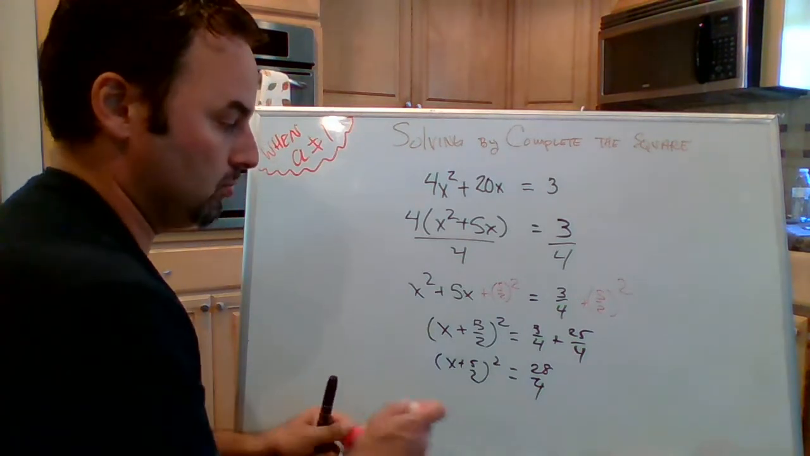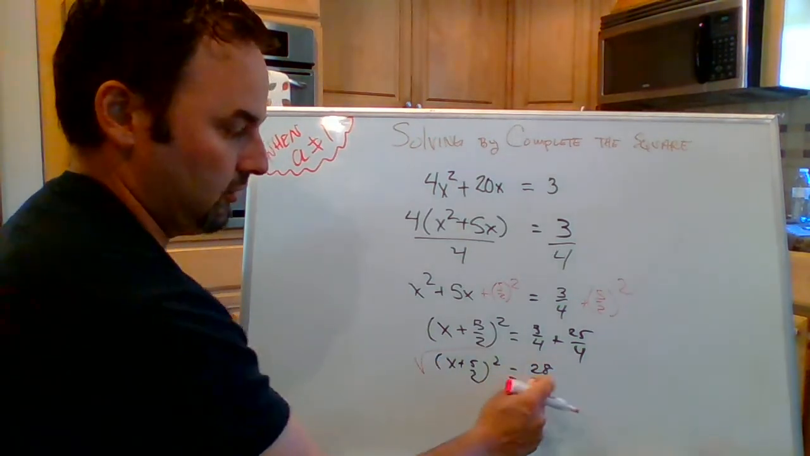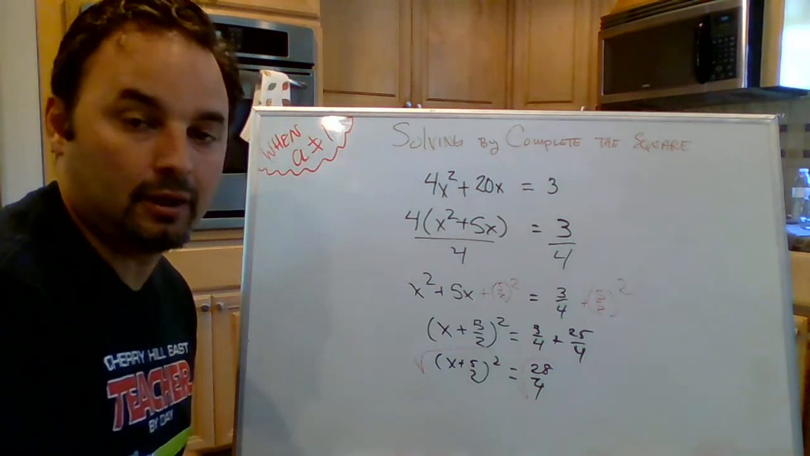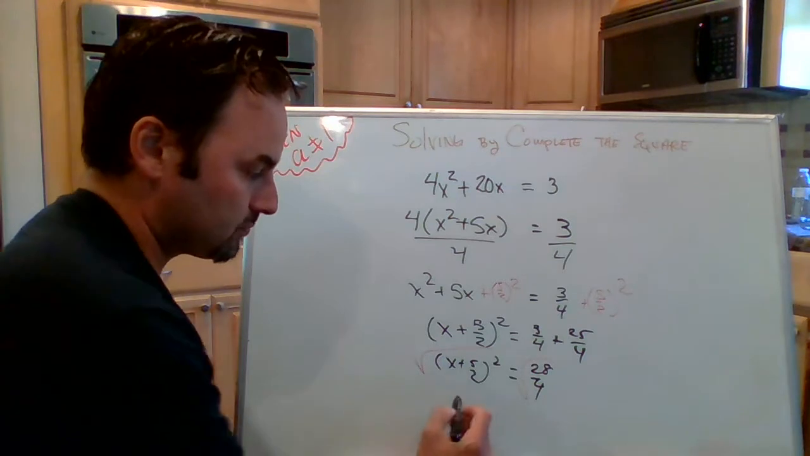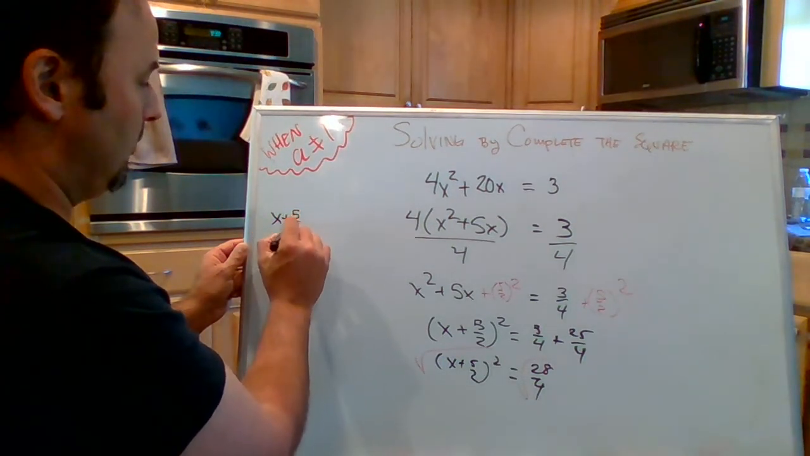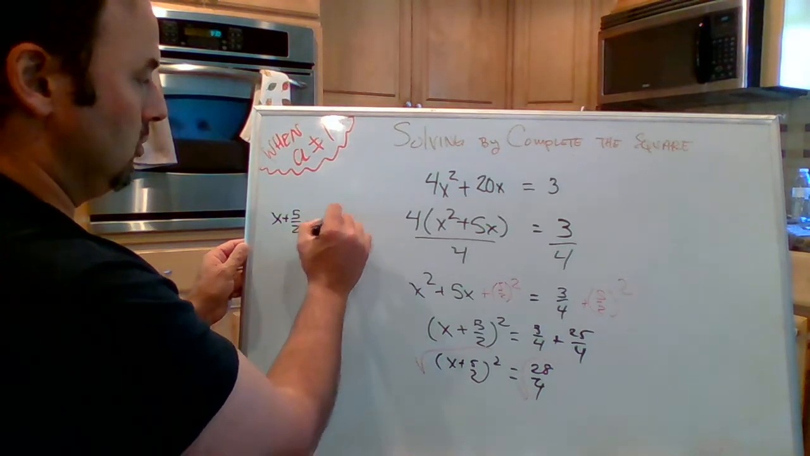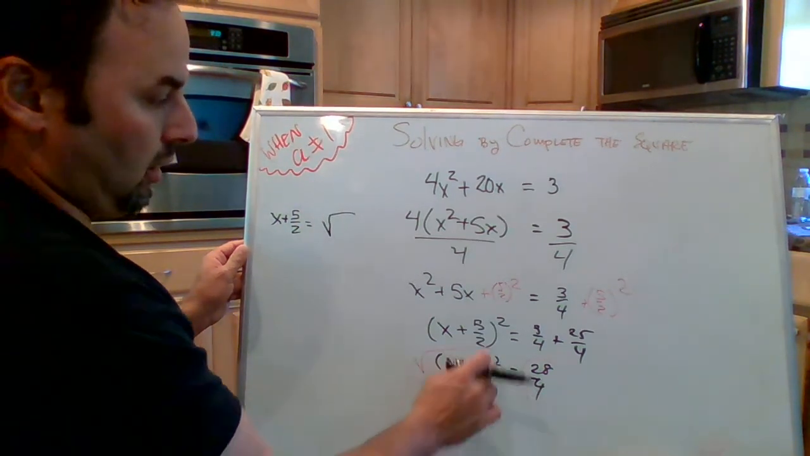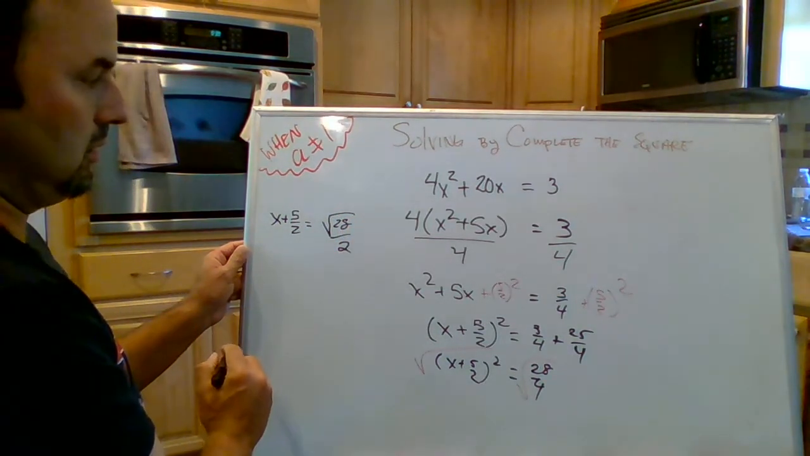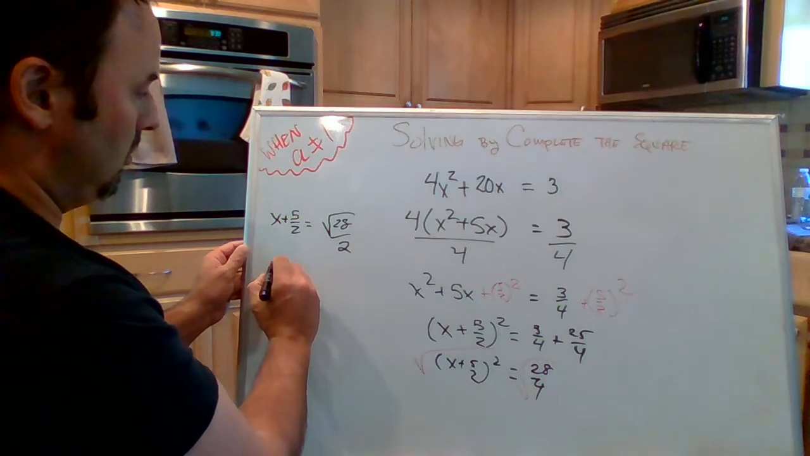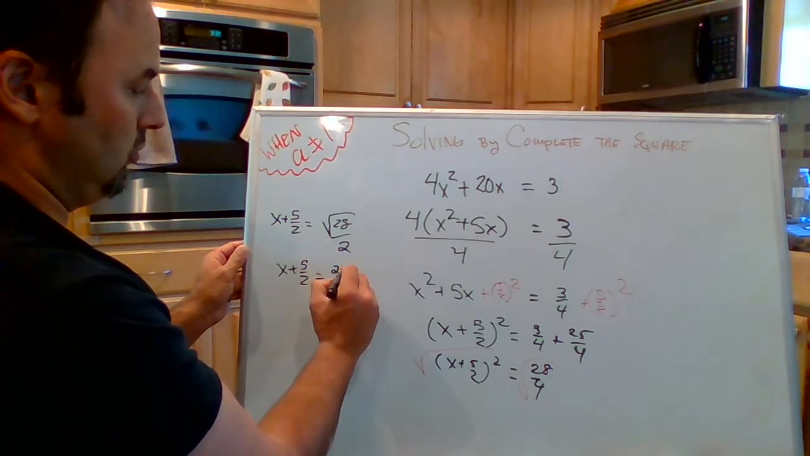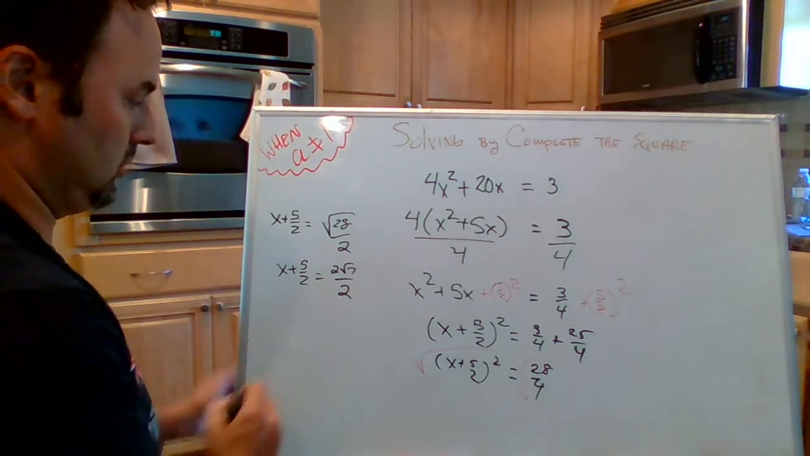I'm going to square root both sides. Luckily in this case, it's a perfect square in the denominator. If it wasn't, you'd have to rationalize the denominator like we do on every problem. So I'm going to bring it up here. x plus 5 halves is the square root of 28 over 2, which is x plus 5 halves is 2 radical 7 over 2.